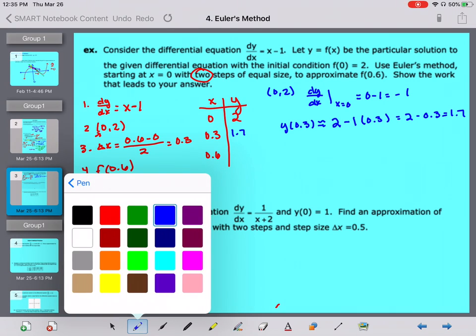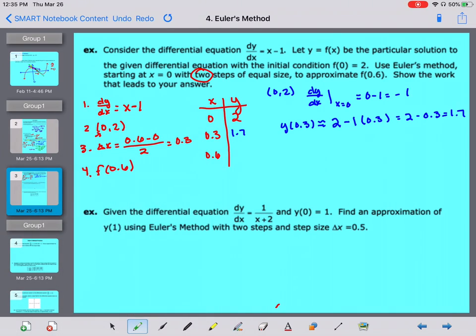My next step is to do the exact same process with my new point. So I'm not going to use that point. I'm at (0.3, 1.7). So if I calculate my dy/dx at x equals 0.3, because I only need the x for this one, I get 0.3 minus 1, which gives us negative 0.7. So our slope is negative 0.7.